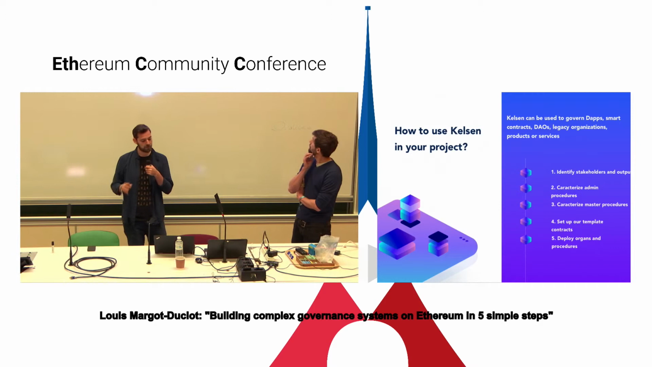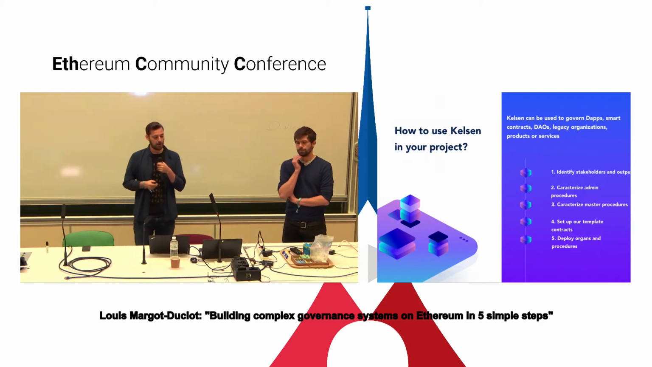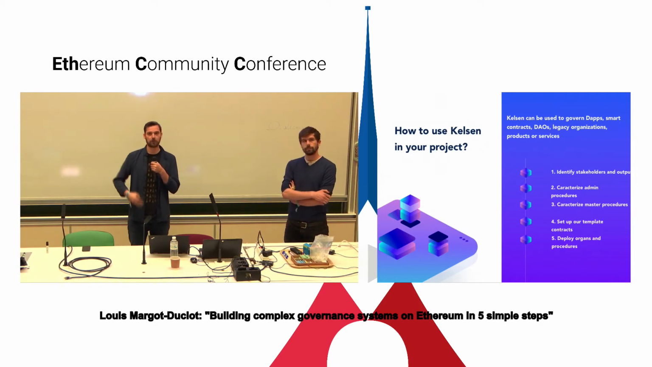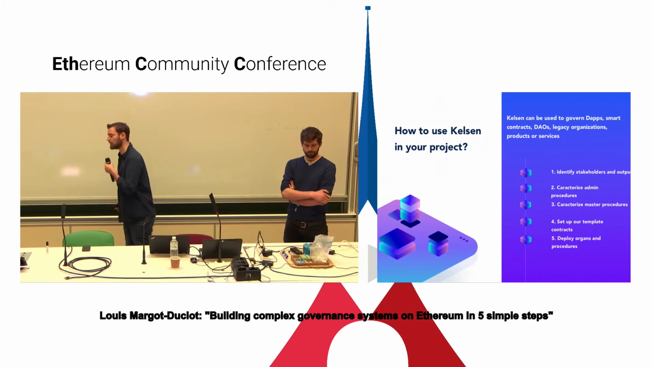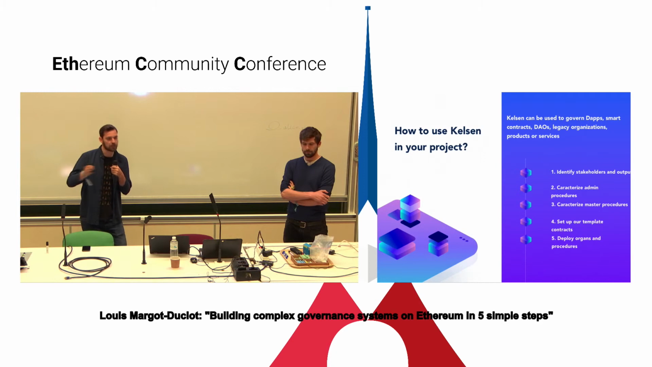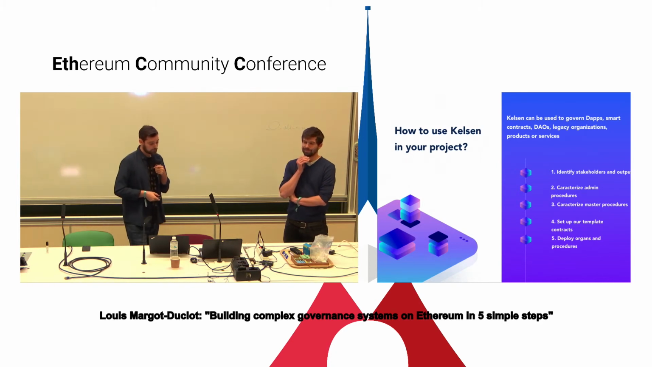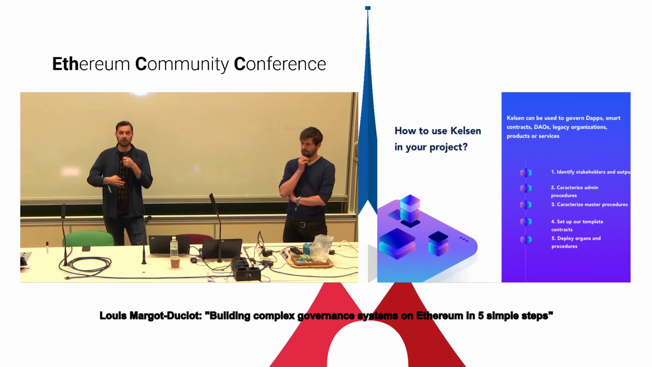So once you've done this, you have your admin procedures. You do the same for the master procedures, so define who has the right to modify the system and what are the conditions for everyone to be able to modify the system. And then once you've done these 3 steps, you've basically modeled your governance on paper.